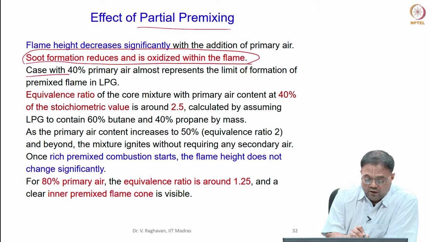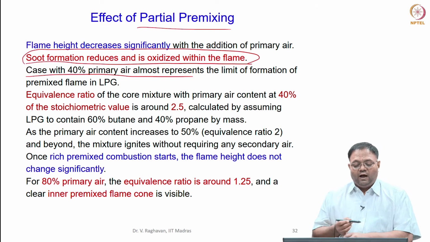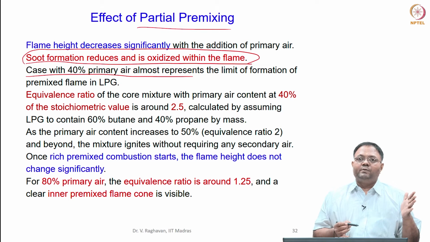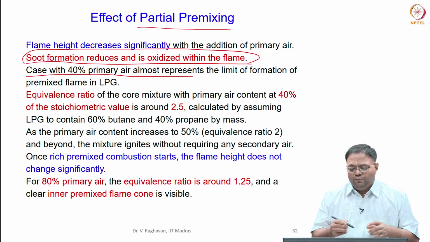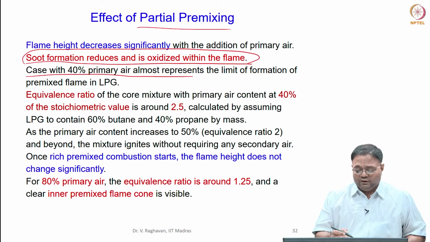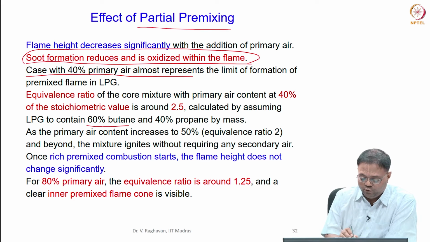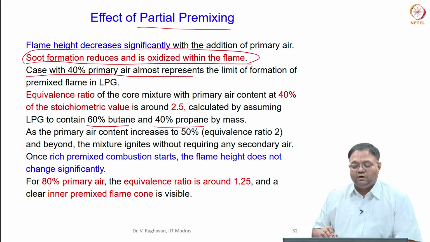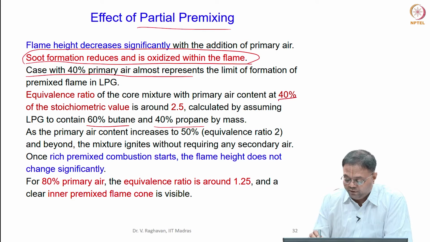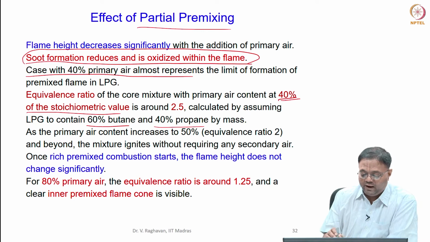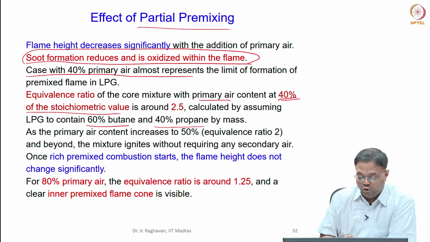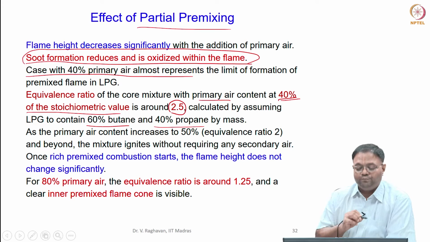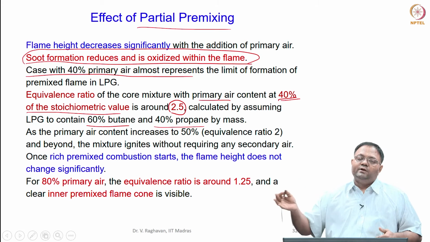Then, as I told you, the case of 40% air represents the limit of formation of a premixed flame. So, just higher than 40% you will get into the flammability limit. These are LPG flames. Considering LPG as a mixture of 60% butane and 40% propane by mass, if you calculate the equivalence ratio for primary air at 40% of the stoichiometric value, your equivalence ratio will be 2.5. So, that is a very rich limit.